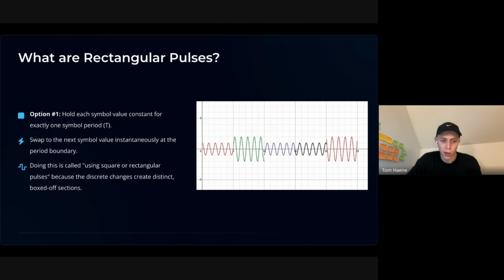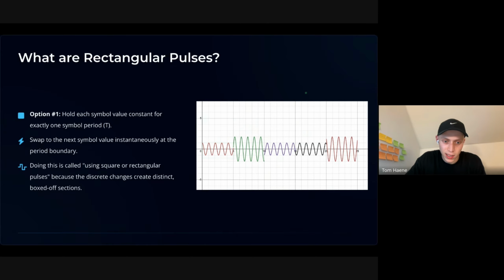Now, the reason why I'm calling this rectangular or square pulses, both words are used in these cases. I'm calling this rectangular or square pulses because you can picture boxes almost.